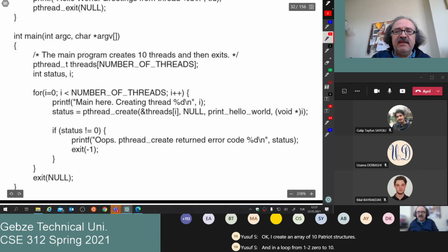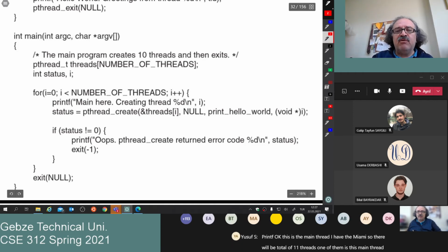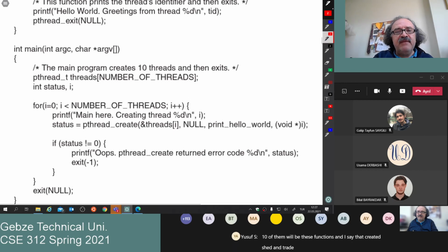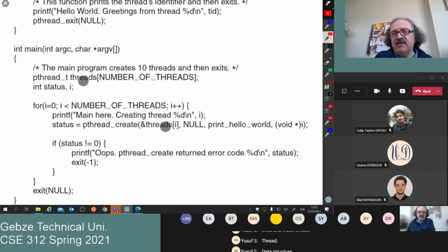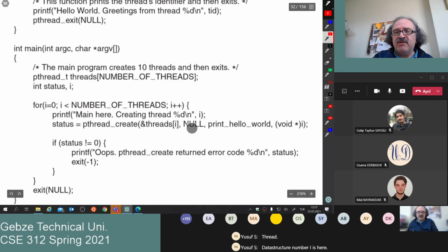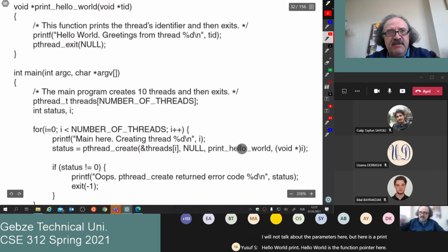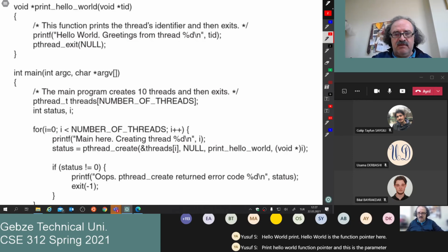printf. This is the main thread. So there will be a total of 11 threads. One of them is this main thread, and all 10 of them will be these functions. And I say create a thread, and the thread data structure number I is here. I will not talk about the parameters here, but here is print hello world. Print hello world is the function pointer here, and this is the parameter to pass to that function.